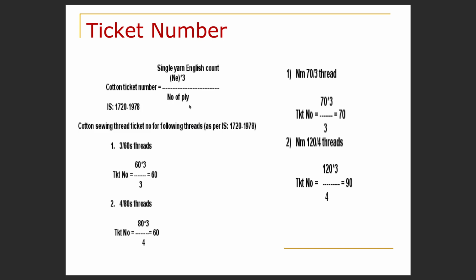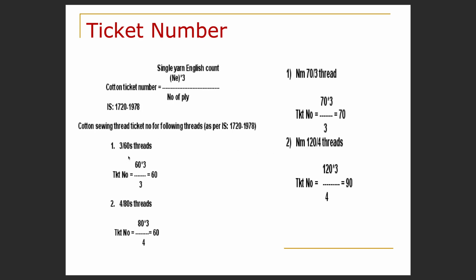For example, a 2-plied sewing thread consists of 2 plies, so you have 2 in the denominator. A 3-plied sewing thread is composed of 3 plies, and here the factor will be divided by 3. We can see some examples. Ticket number is abbreviated as TKT number. If it is written with NE, it represents cotton ticket number, and if it is written as NM TKT number, it represents metric ticket number for synthetic sewing threads.